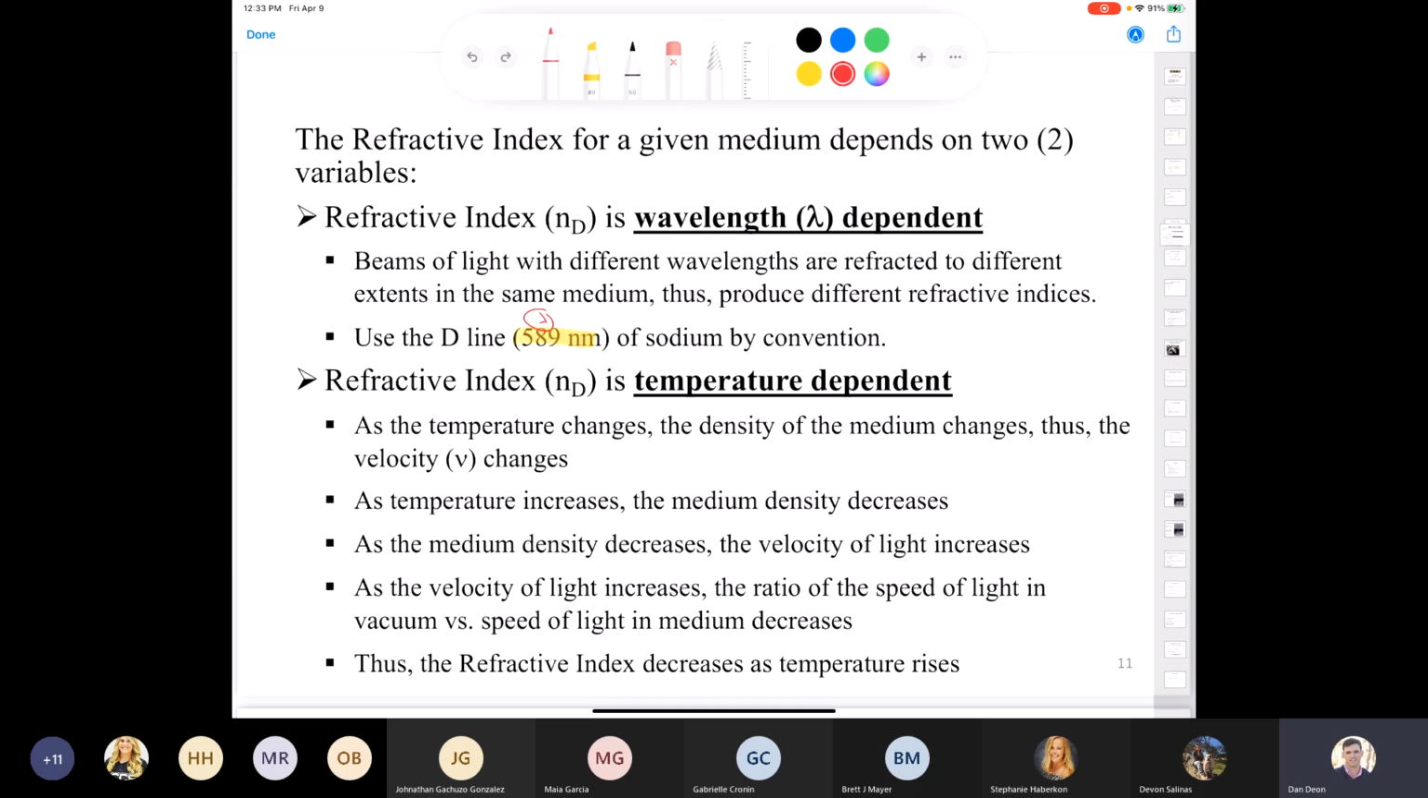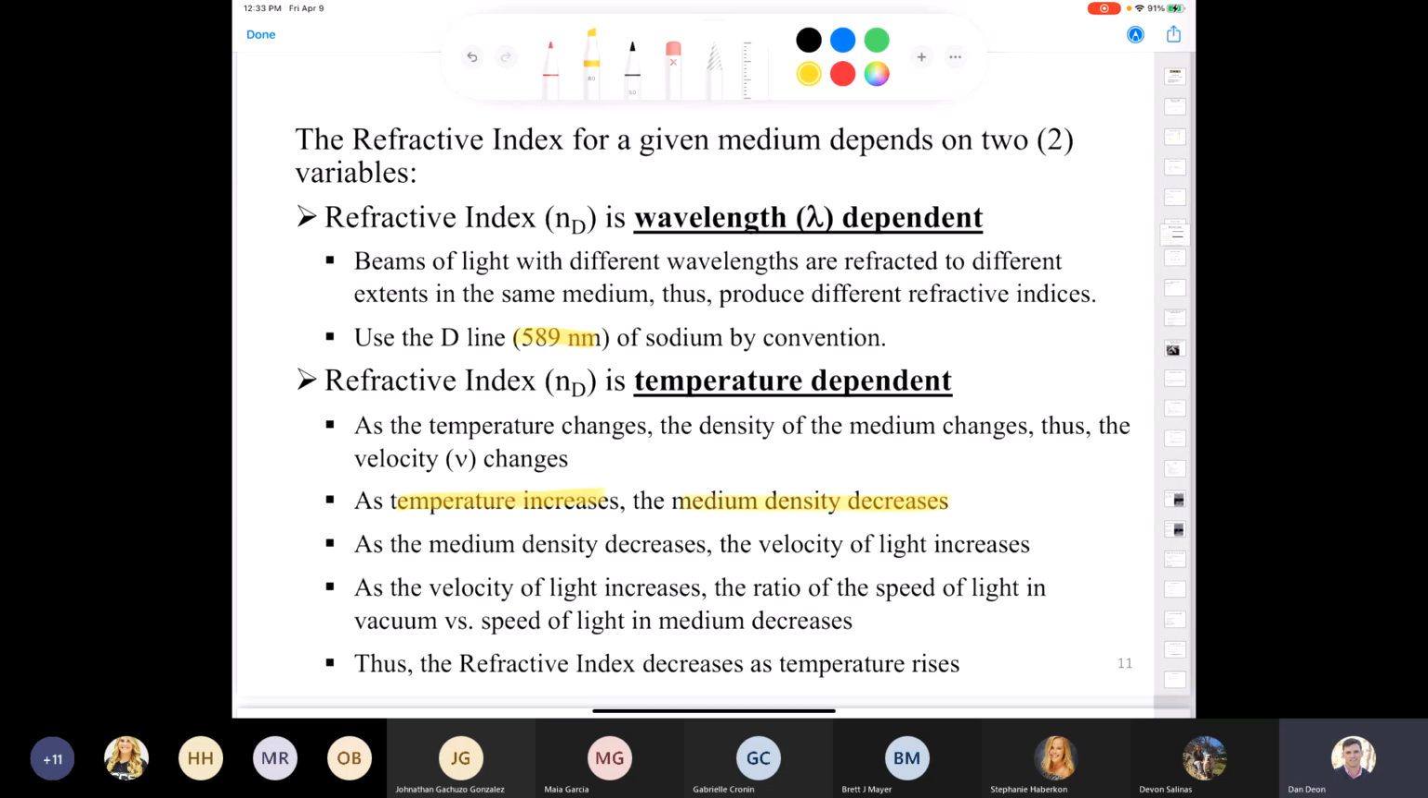But the refractive index is temperature dependent. And the reason why it's temperature dependent is because you should also remember this from general chemistry, that the temperature is going to change the density of the liquid, isn't it? What happens if we increase the temperature of our liquid? If we increase the temperature of our liquid, then our medium's density is going to decrease.